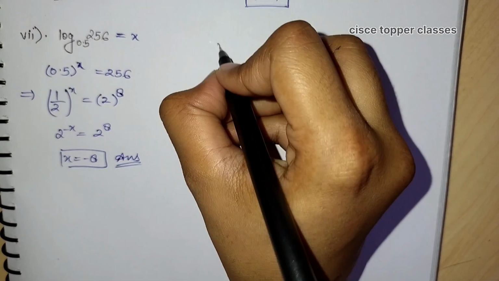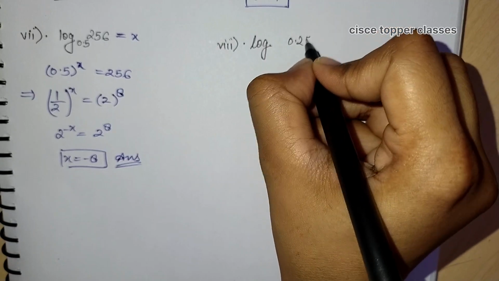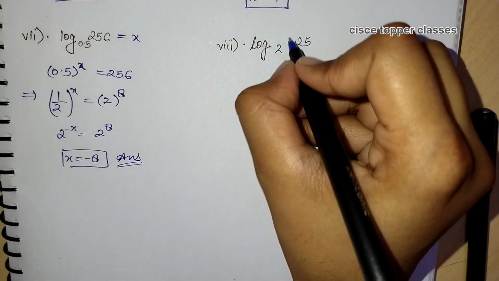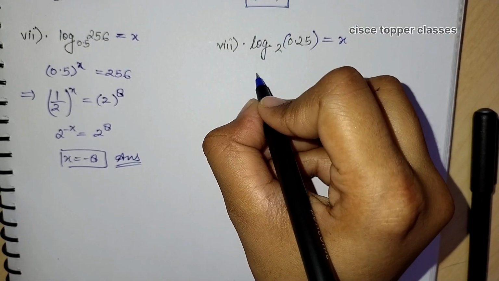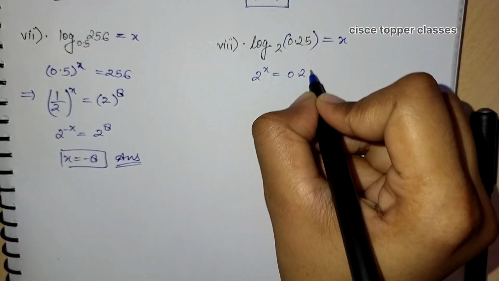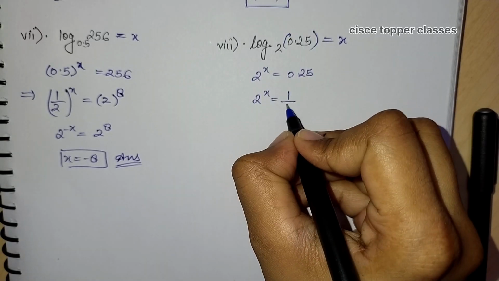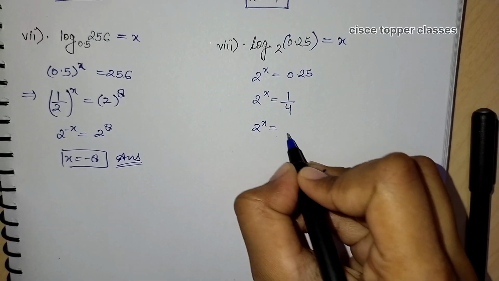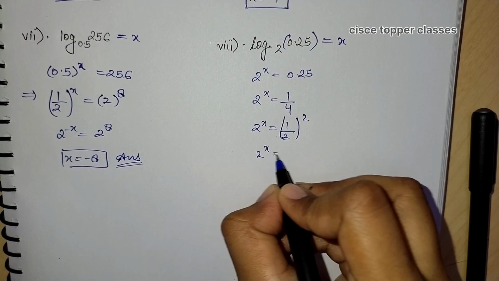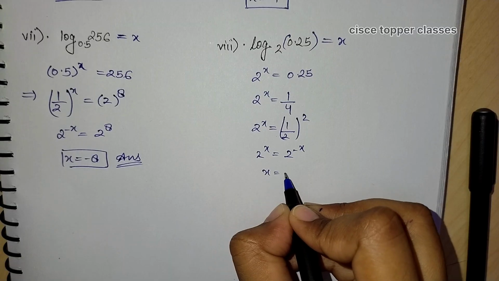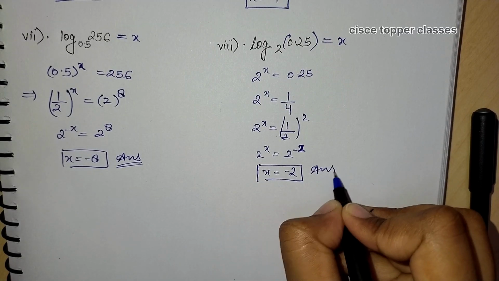Now let us solve the eighth part here, which is log of 0.25 with base 2. So we can simply write this as x, letting it as x. So 2 to the power x equal to 0.25 here. So it will be 2 to the power x equal to 1 by 4, and 2 to the power x is equal to 1 by 2 whole squared. 2 to the power x equal to 2 to the power minus 2, and x is equal to minus 2 here. So this is the answer here in this question.